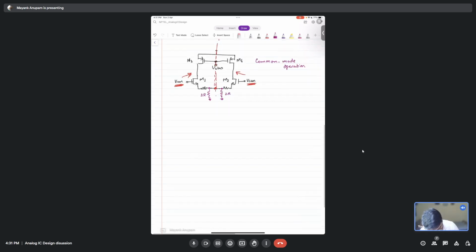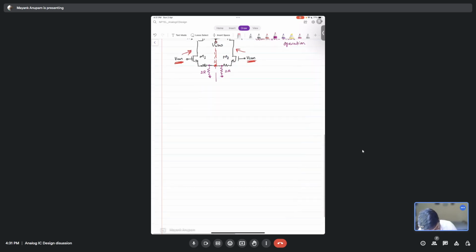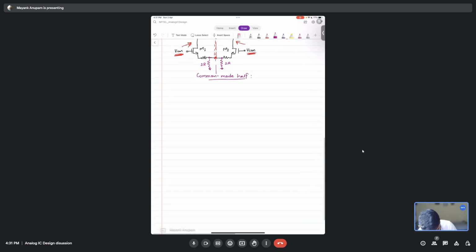Now you can split it into two equal halves. And how will that look? The common mode half will look something of this kind. You have this PMOS here, and then you have this NMOS here. After that you have this resistor RX, in series with 2R here. And this is ACM, and this is the output that you are concerned with.